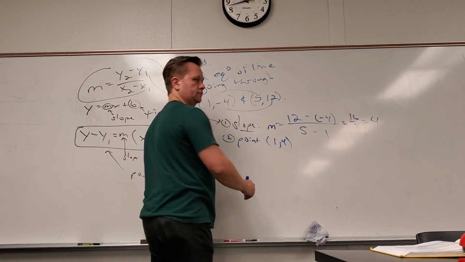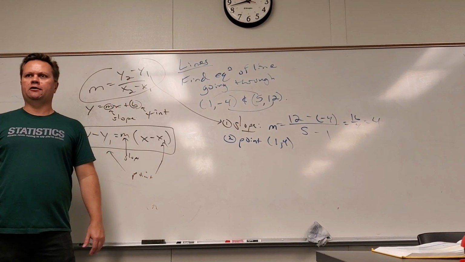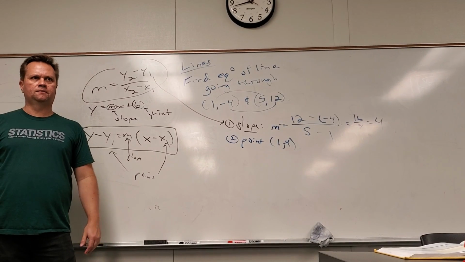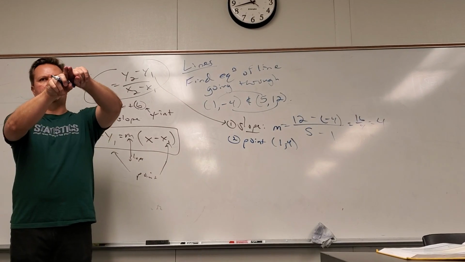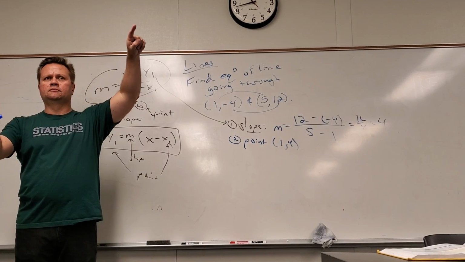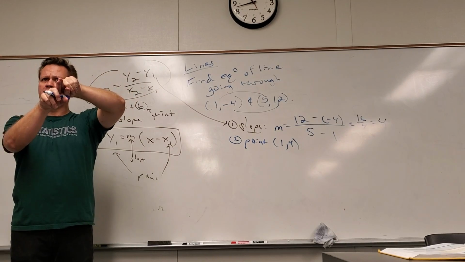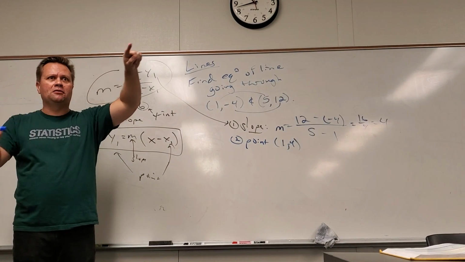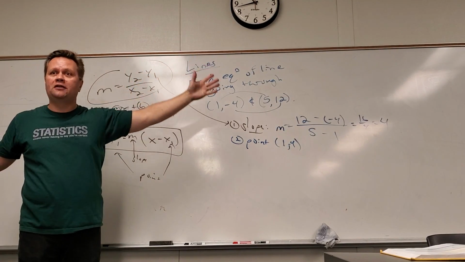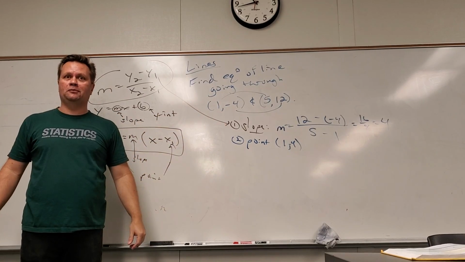1, -4 should work. Why not? It doesn't matter. If you use the other one, you'll come out with the same answer. Because how many points does a line go through? How many points does a line go through? An infinite number of points, right?